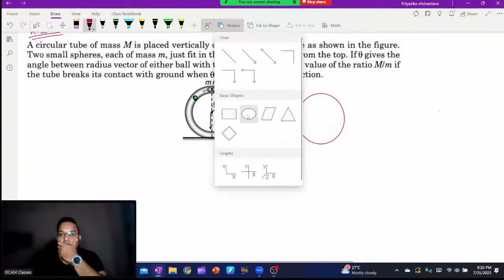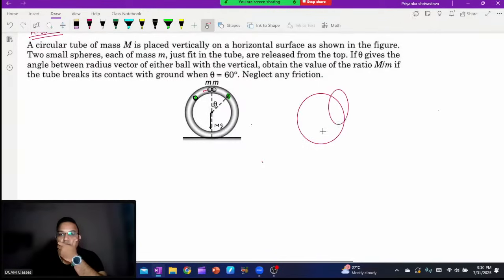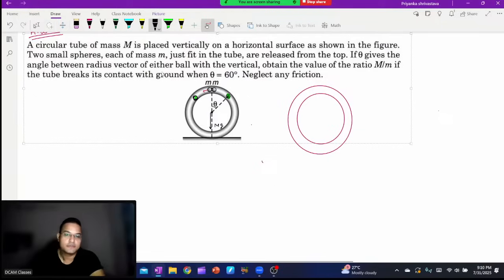A force on the wall of the tube. Which one? The sphere will exert a force on the wall of the tube. Yes, correct, you are very good. Then due to that, we have to think very clearly. What force?